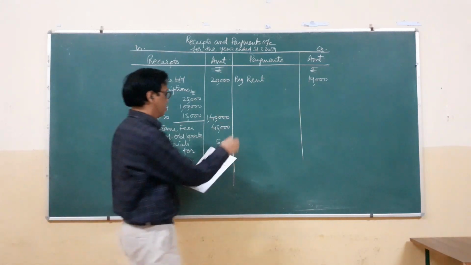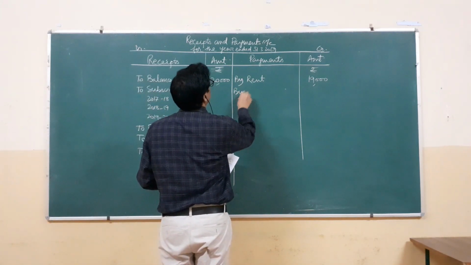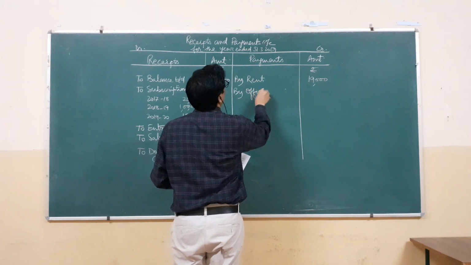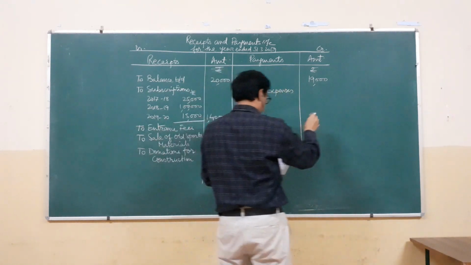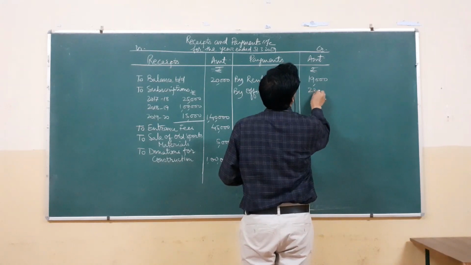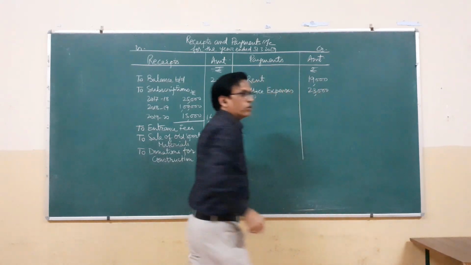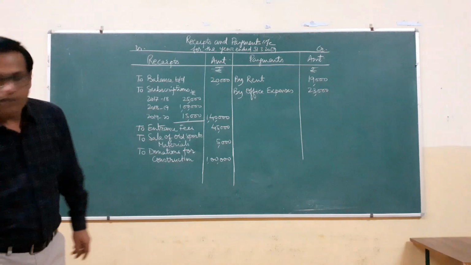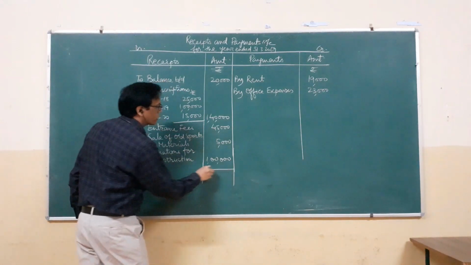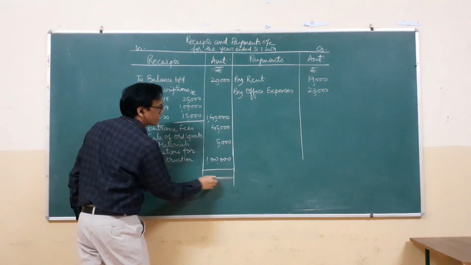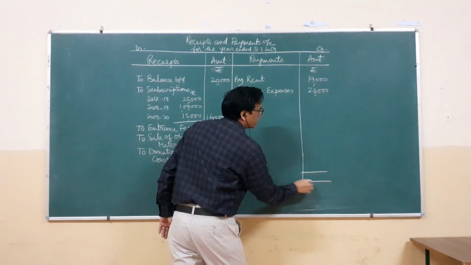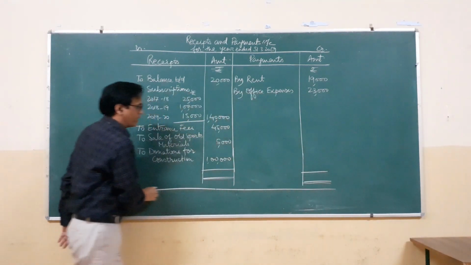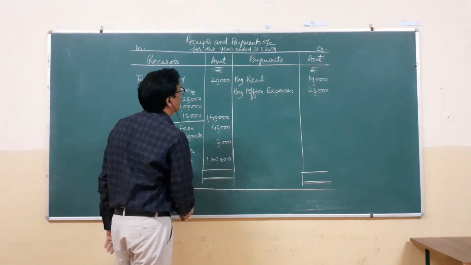Then office expenses paid. Here we write by office expenses. And this is 23,000. All the items done. Now we will total both the sides, and since it is cash balance there, it will always show a positive balance. So debit side will be showing more total.